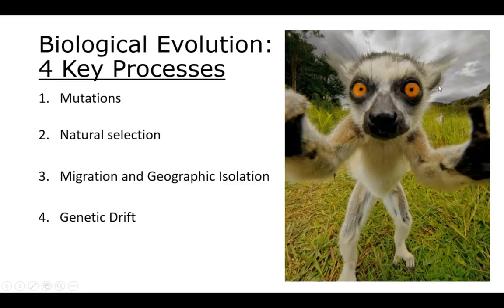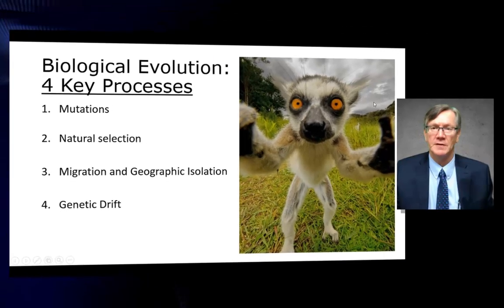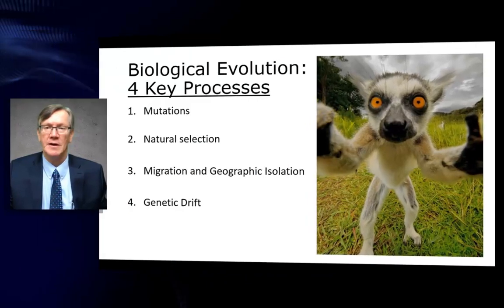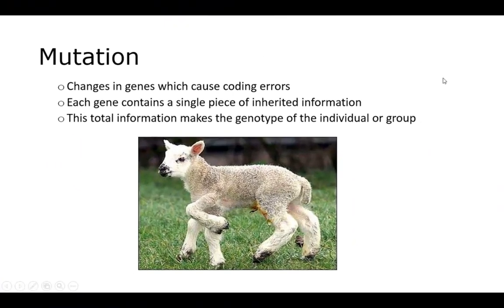Biological evolution has 4 key processes: mutations, natural selection, migration and geographic isolation, and genetic drift. Mutation: changes in genes which cause coding errors. Each gene contains a single piece of inherited information. The total information makes the genotype of the individual or group. In this example, we have a lamb. If you notice, rather than having 4 legs, it actually has 5 legs. That would be a mutation or a coding error in its genes.